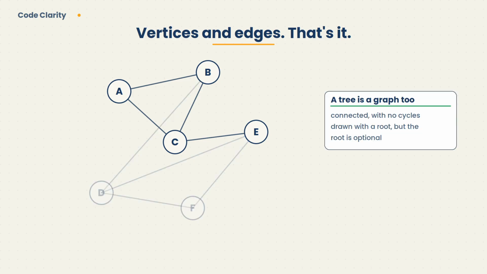Compare it to a tree. A tree is a connected graph with no cycles. In DSA, we usually draw it with a root, but that root is just an extra way of organizing it. The graph itself doesn't require one. A general graph makes no such promise. There can be many paths between two nodes or none, and edges can loop back into cycles.